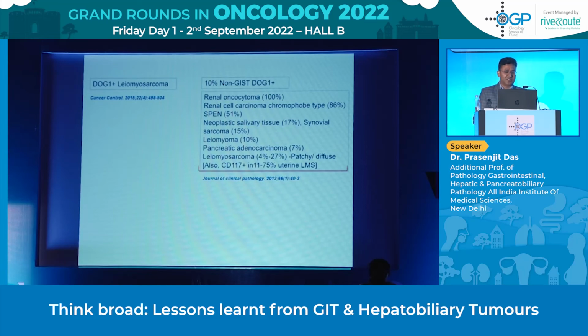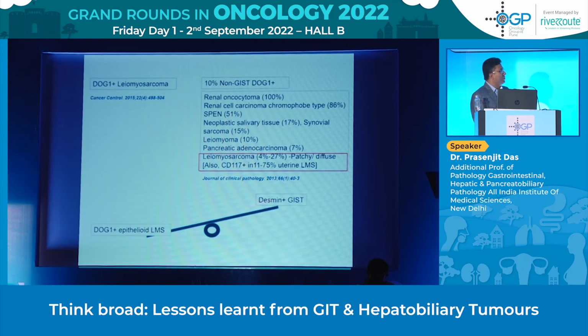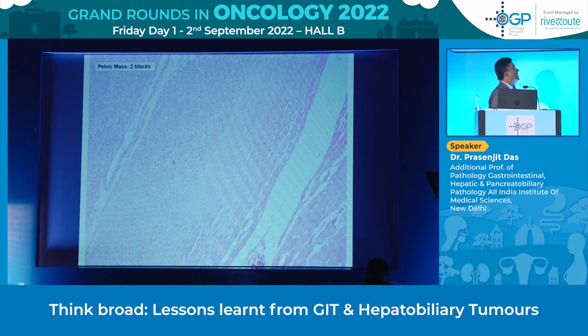So if you base your diagnosis just on CD117 and DOG1, you can even misdiagnose a leiomyosarcoma as a GIST. So we were juggling with these two diagnoses, either a desmin positive GIST or DOG1 positive epithelioid leiomyosarcoma. We talked with the clinician and they were so generous, they asked the patient to submit 2 more blocks, just 2 more blocks.